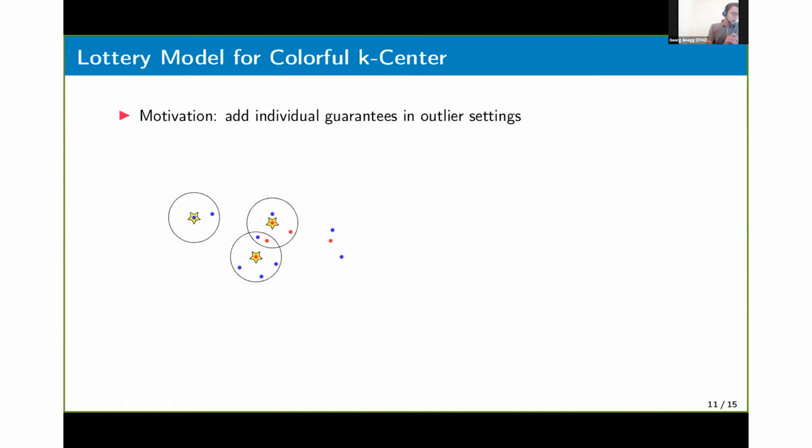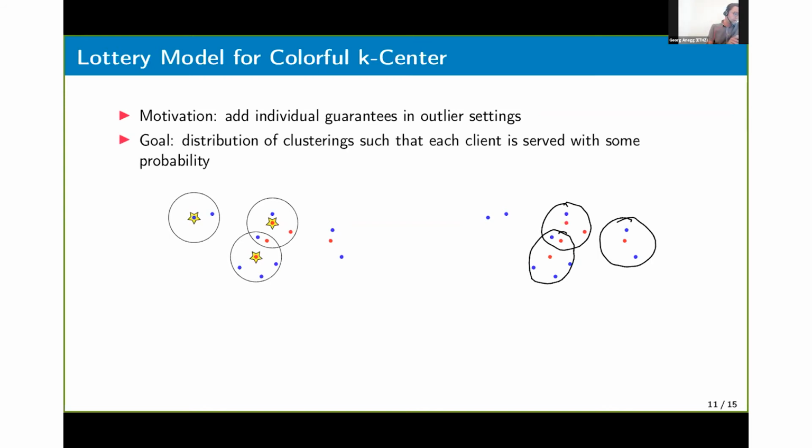What we could do is consider another clustering where we just copy, let's say, these two clusters from the clustering on the left, and then just add a third one like so. And now we just flip a coin between these two clusterings, decide which one we take, and then we have a guarantee that each group of outliers here is covered at least with some probability. And this is exactly the goal in this lottery model for outlier problems.